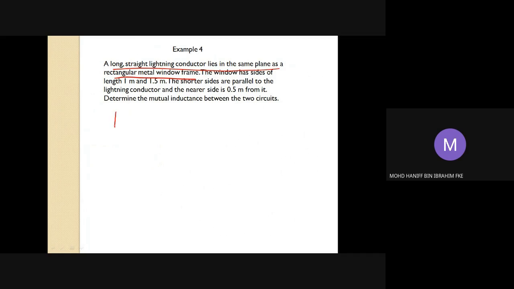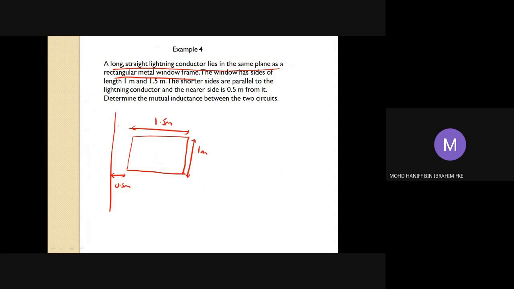So this is your long straight lightning conductor, in the same plane as a rectangular metal window frame. The window frame has sides of 1 meter and 1.5 meters. The shorter sides are parallel to the lightning conductor, so this is the shorter side, 1 meter, and the longer side is here, 1.5 meters. The nearer side is 0.5 meter from it, so that is the distance between the conductor and the window metal frame. Determine the mutual inductance between the two circuits.